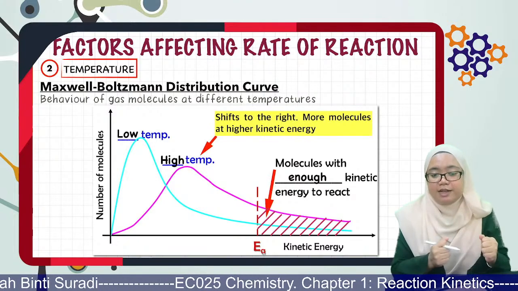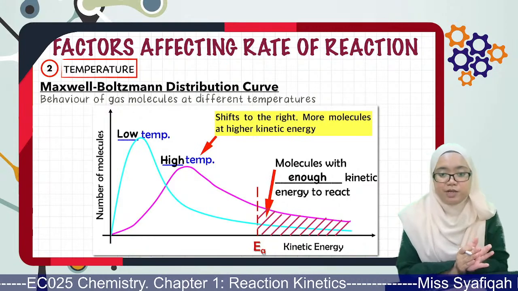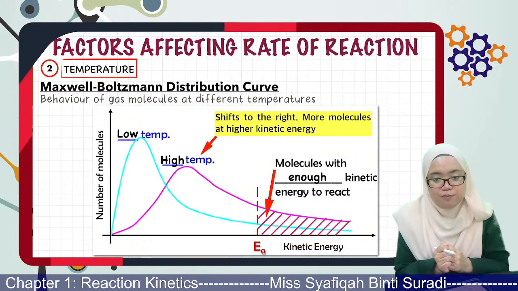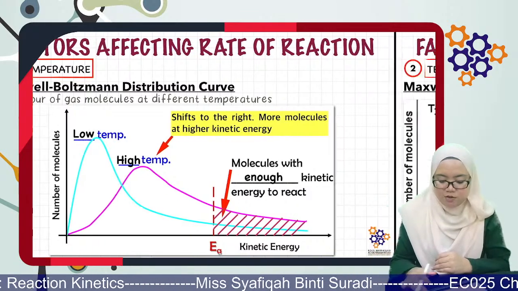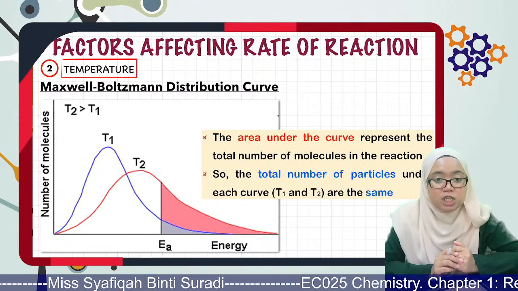Dia hanya collide tapi dia tak ada enough energy untuk jadi effective collision. So dia tak form product. So ini saja yang ada enough kinetic energy untuk react to form product. Okay, now kita nak explain one by one untuk Maxwell-Boltzmann distribution curve ni.